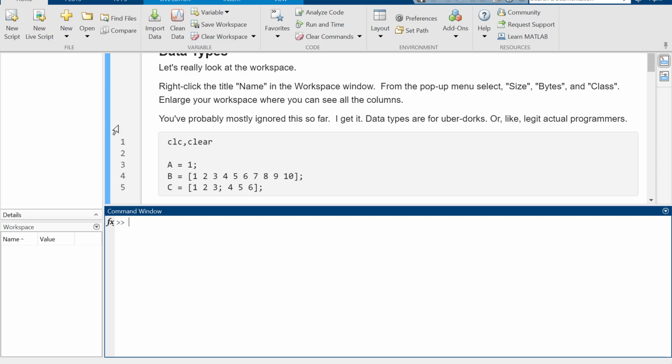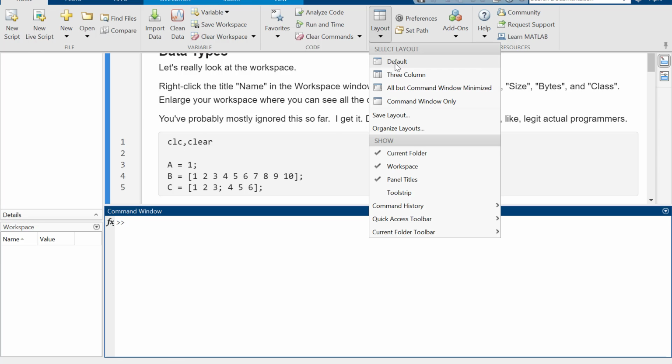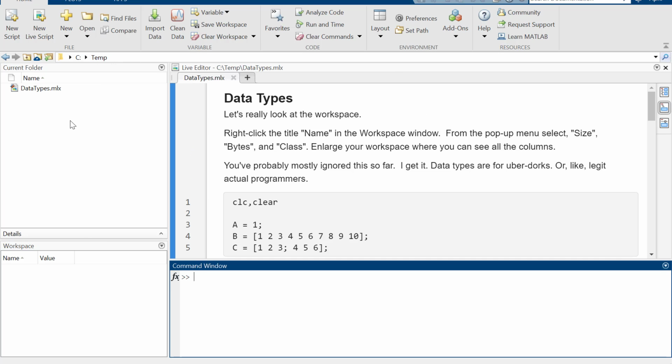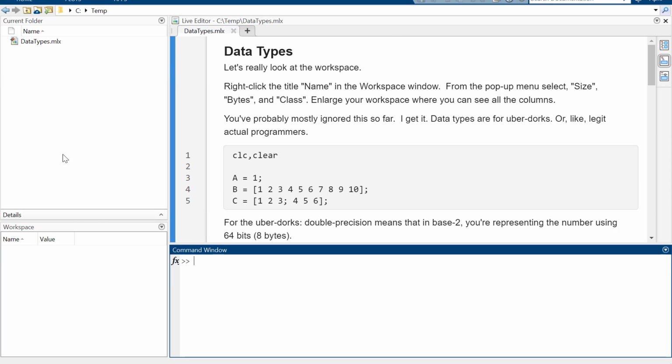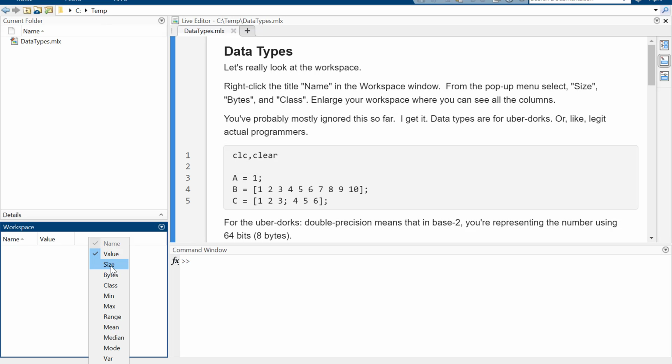So if you don't already have this set up with the layout in the default, I would say go ahead and do that so that you have the workspace here. Under the workspace where it says name and value, right click and make sure you also have size, bytes, and class selected. I don't really care about the value, I guess I will in a little bit. But name, value, size, bytes, and class, okay?